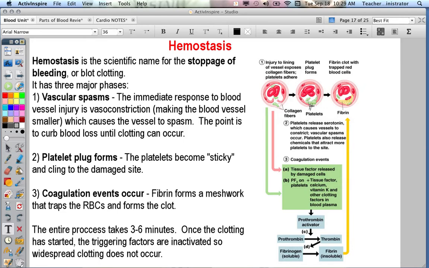And that needs to call on some other clotting factors that are in the plasma, some of those plasma proteins, and the one we're going to learn about is fibrin. And fibrin forms the mesh-like structure that traps your red blood cells and keeps them from continuing to leak out of your vessel wall. And that's what a bruise is.